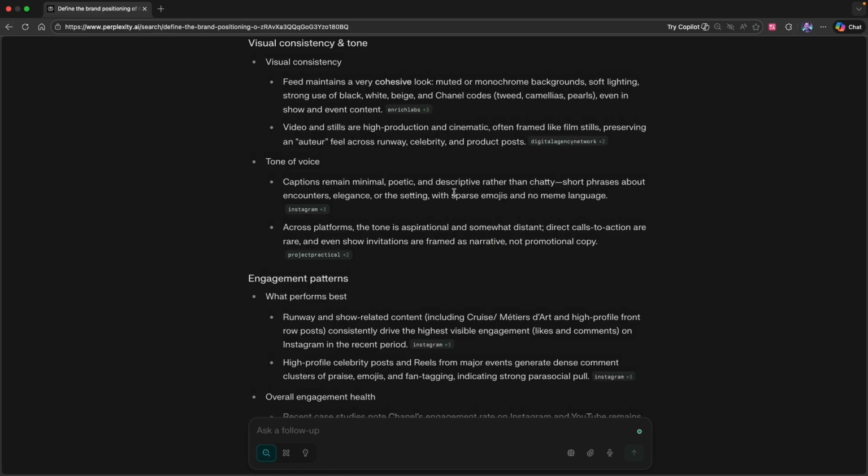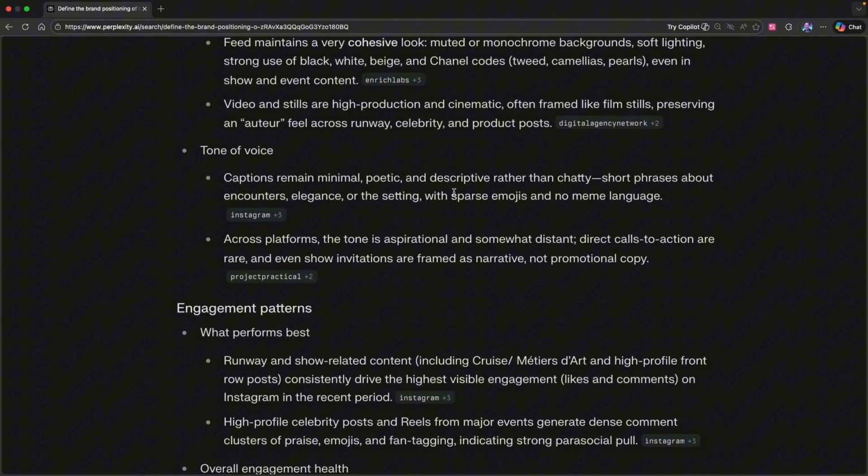Let's talk about the tone of voice. Finally, look at the tone again. No meme language. Even when they invite you to a show, it is a narrative, not a promo. This confirms our strategy from step 1. Chanel stays distant. Chanel stays poetic. Consistency is their superpower.